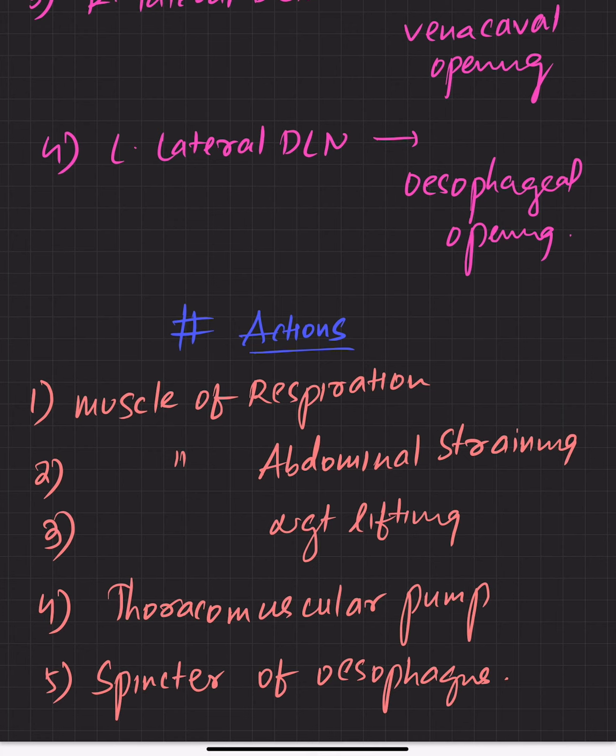Next, the muscle of weightlifting and thoracoabdominal pump: relaxation of the diaphragm decreases the intrathoracic pressure, and this increasing and decreasing of pressure compresses the inferior vena cava, which forces the blood into the right atrium. And it acts as a sphincter of the esophagus. We know this esophageal opening is formed by a slit formed by the right crus. The fibers of the right crus act as a sphincteric control over the esophageal opening and prevent the regurgitation of the food.